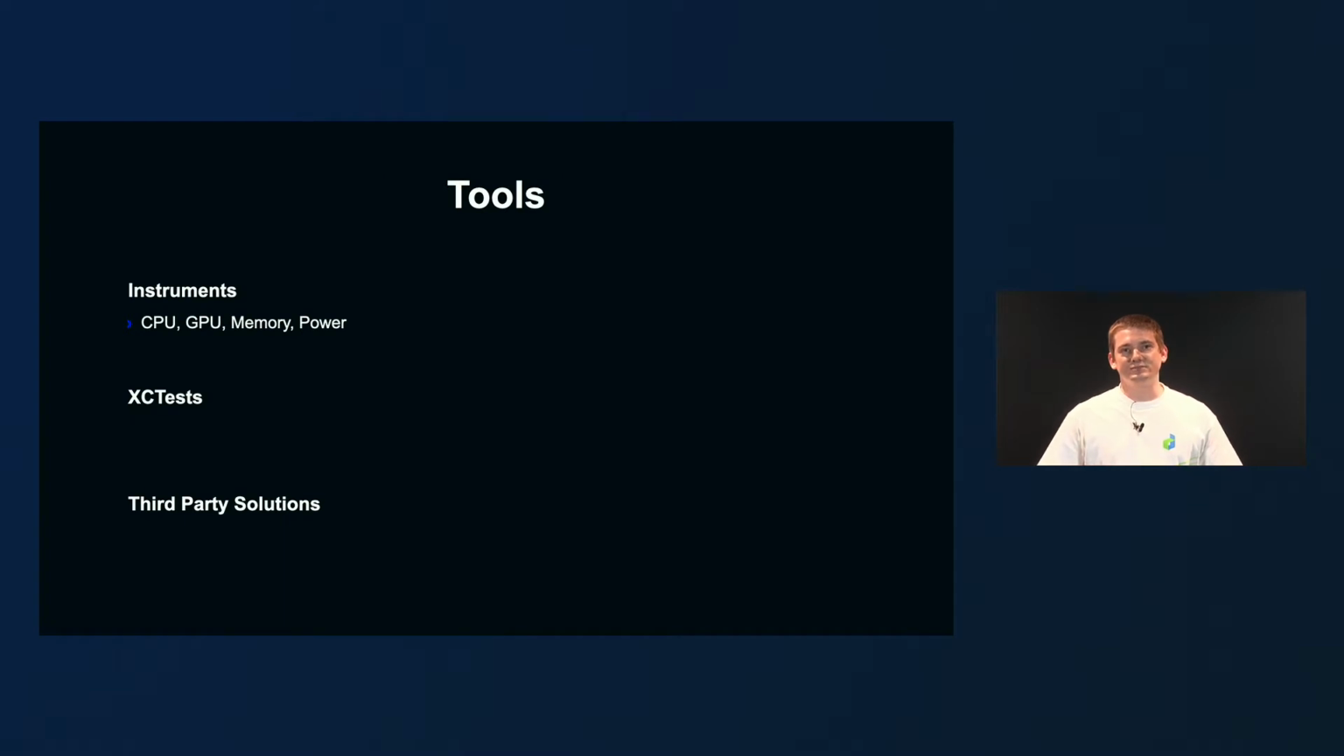Now, I mentioned instruments. Instruments comes with a lot of different potential. You can measure CPU with the time profiler, GPU with core animation, memory with allocations, and power with energy diagnostics. Sometimes, though, you don't really need all that power, and you can use XCTest instead. XCTest also provides us the ability to automate our tests, so we can keep going. And finally, of course, there's always third-party solutions, from small snippets all the way to full-flavored apps.